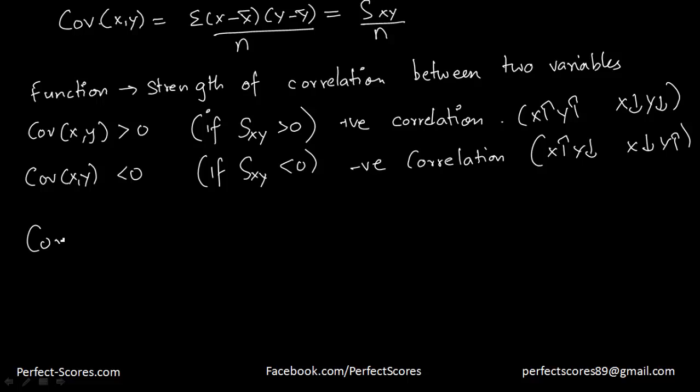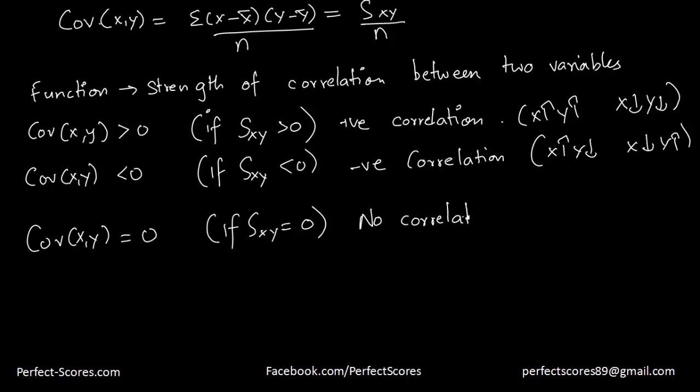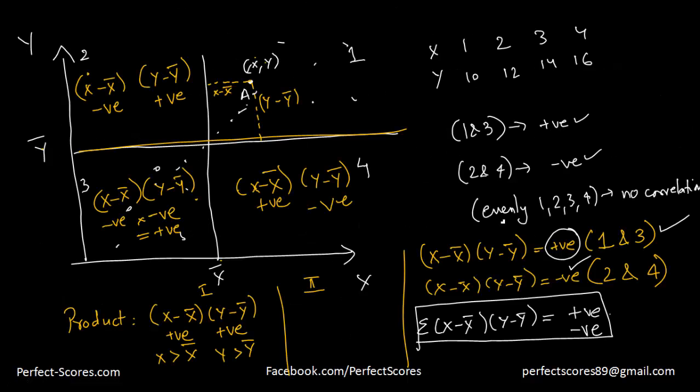And similarly, if covariance of x and y is equal to 0, that is only possible if s of xy is equal to 0. Now, when would s of xy be equal to 0? That is when you have no correlation. Now I'm going to show a kind of relationship here. When you have no correlation, all the points are evenly distributed in all the four quadrants.